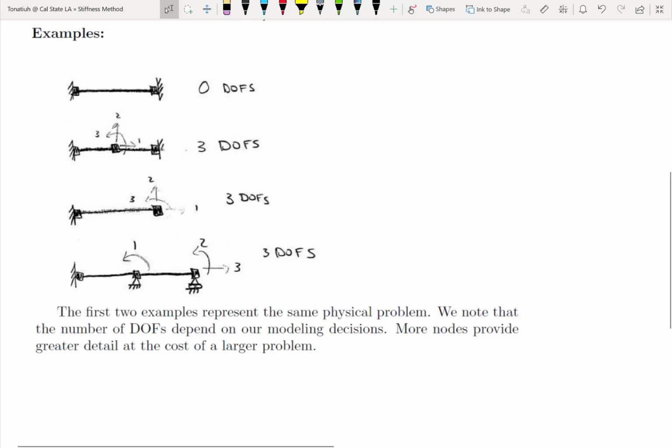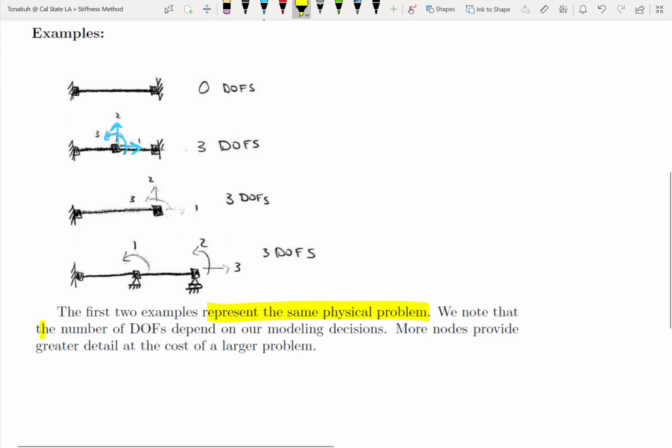In the first example, there are no degrees of freedom because both nodes are fixed and cannot translate in either direction or rotate. In the second example, if we add an intermediate node in our model, that node can move horizontally, vertically, and can rotate. Now these two examples represent the same physical problem.